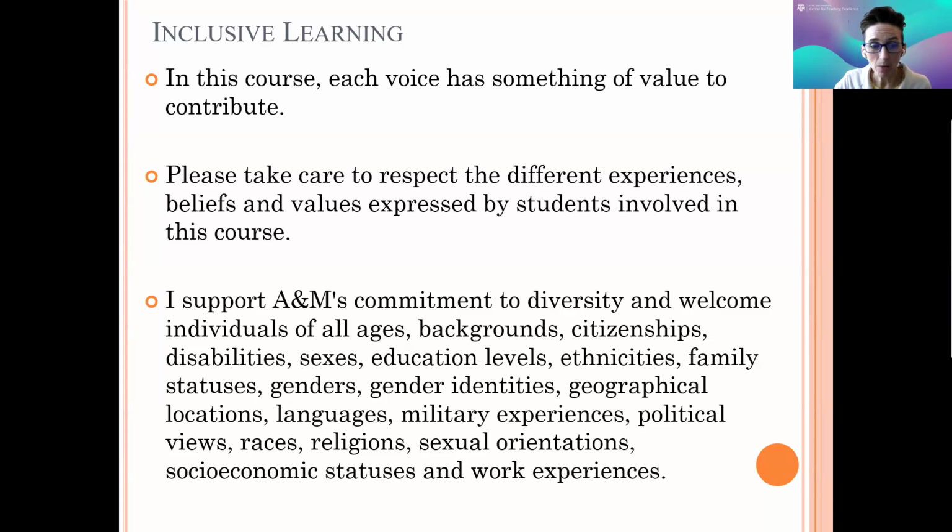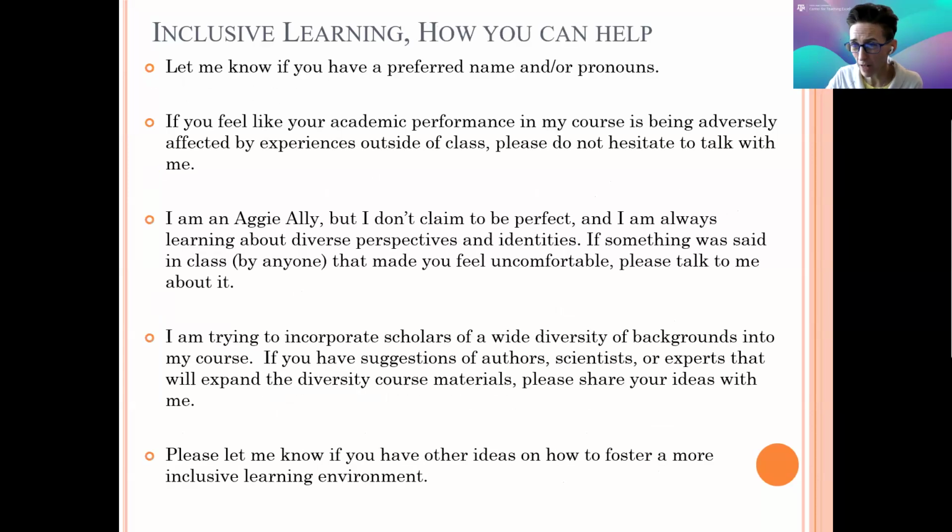I support A&M's commitment to diversity and welcome individuals of all backgrounds. So just know that everyone is welcome and it's meant to be a safe space for everyone to grow and learn. If you have a preferred name and pronoun, please let me know what those are. Specifically, if something is happening outside of class that is adversely affecting your experience inside class, then please talk with me sooner rather than later, especially if you need help. I've been here for almost 10 years. I was a student here for 6 years. So I know a lot of people and I know a lot of resources, and I can set you in the right direction. But you have to talk to me. If you have ideas for incorporating scholars from different backgrounds, then please let me know. I'd love to do that.